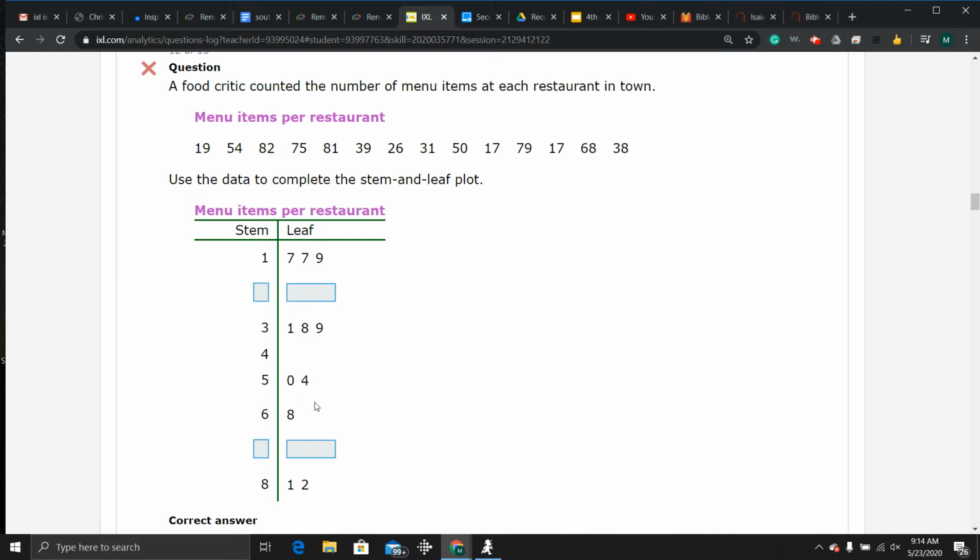Okay. And then we're looking for numbers in the 70s. I find one, 75, and as we continue to look down the line, there's another one, 79. So I would put a 7 here for the 70s, and then a 5, and then a 9. Okay, that would be the correct answer.